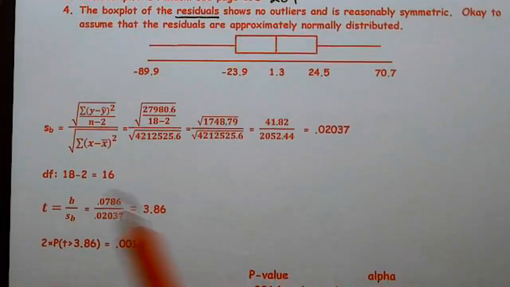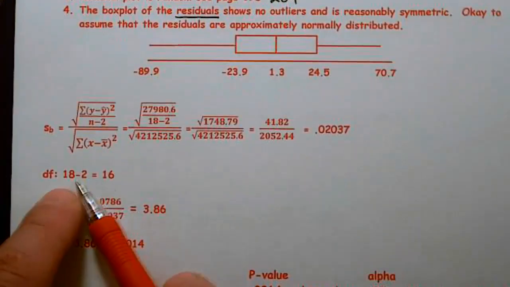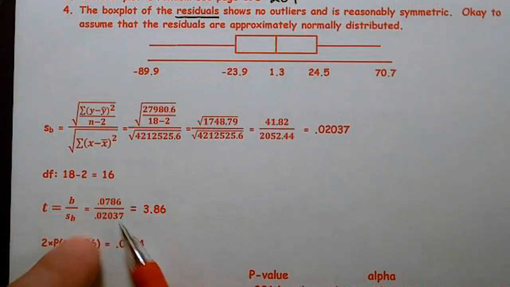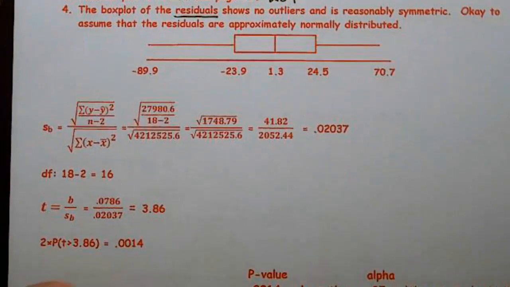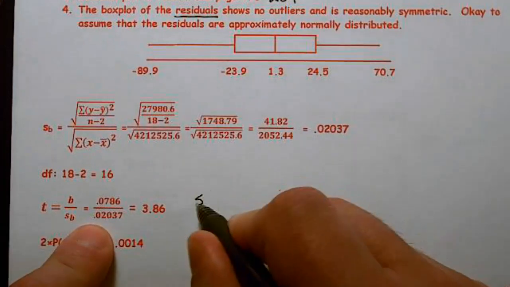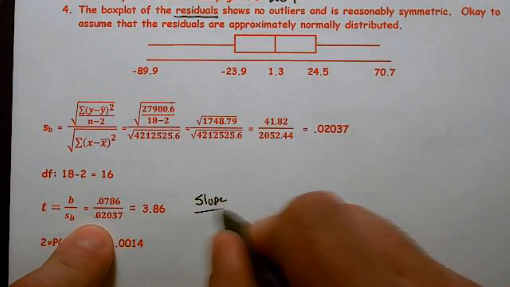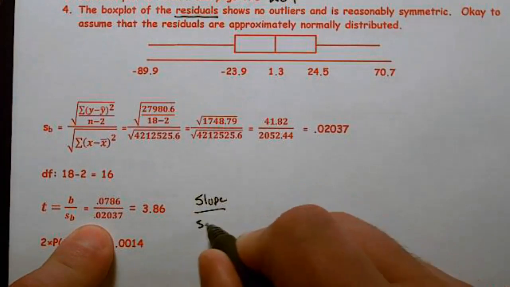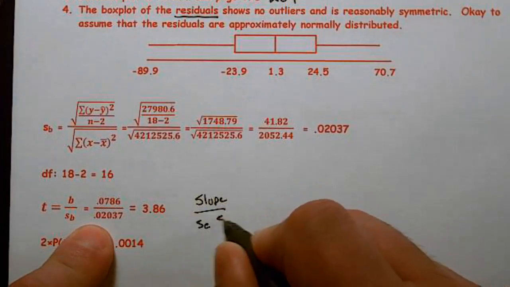We need to show our degrees of freedom. Sample size minus 2 is 16. And chances are they're going to give you your T statistic, but if they don't, please remember it's B over SB, and that B is your slope. So basically it's going to be slope over standard error of the slope.